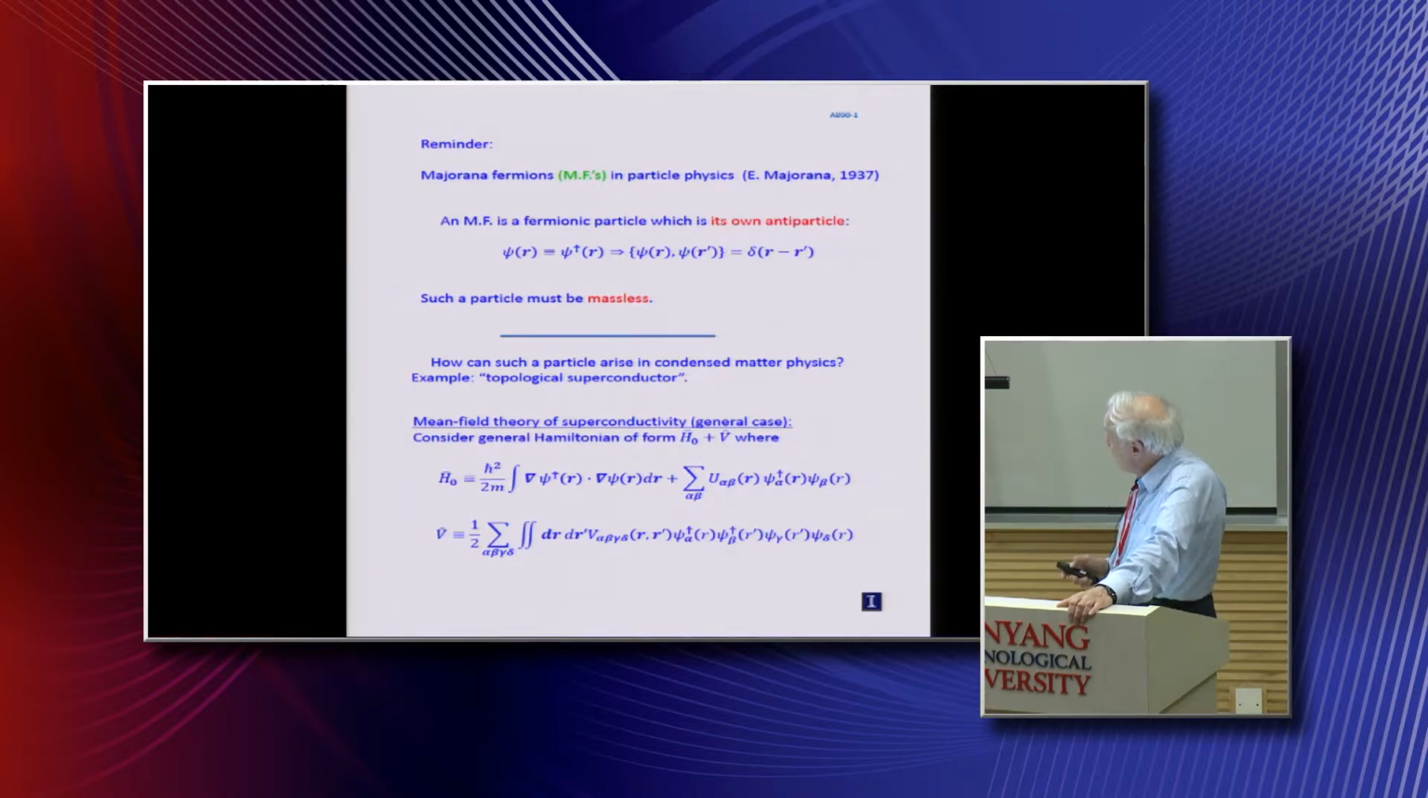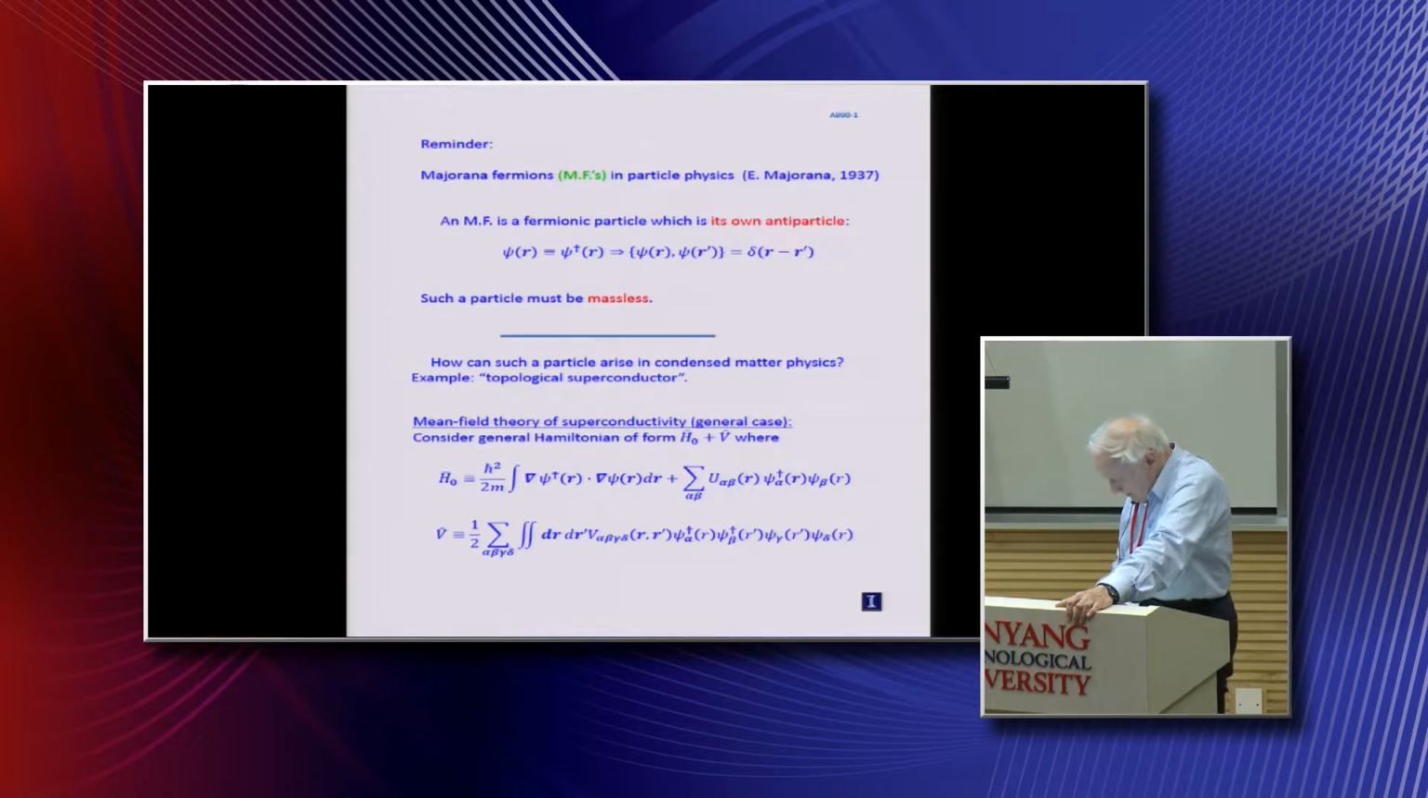Well, they arise typically in the so-called mean field theory of superconductivity. And for the moment, let me just give you the general case. Imagine that we have a general non-relativistic Hamiltonian of a standard form which has a kinetic energy here and a one particle potential energy, which could perhaps be due to some kind of lattice or impurities or whatever, and then we have a four particle interaction in a rather general form here.